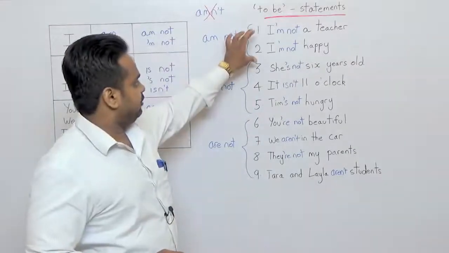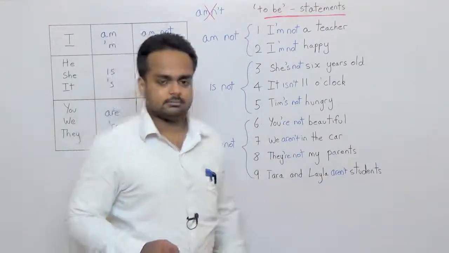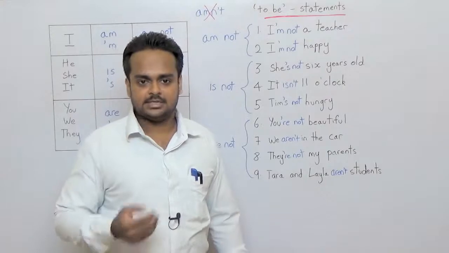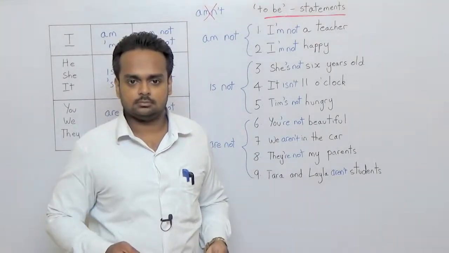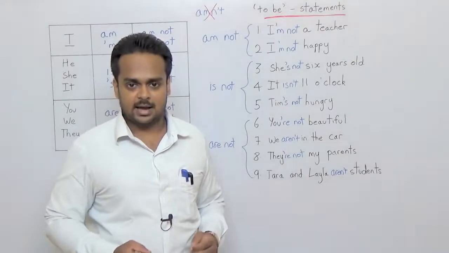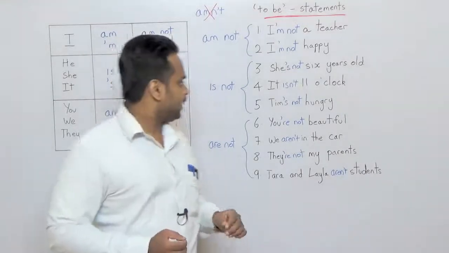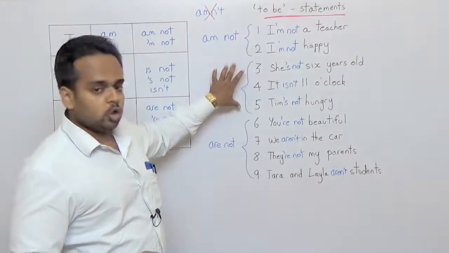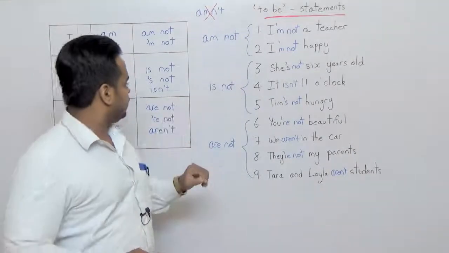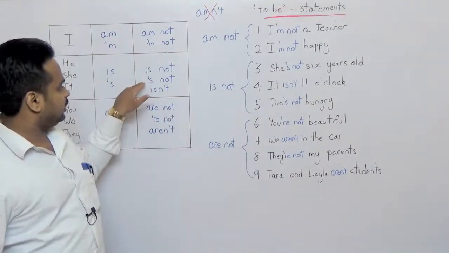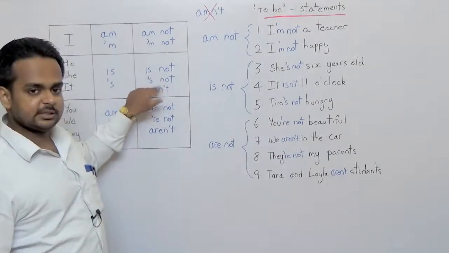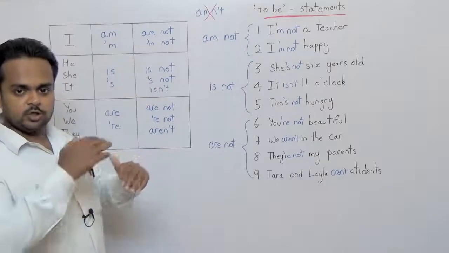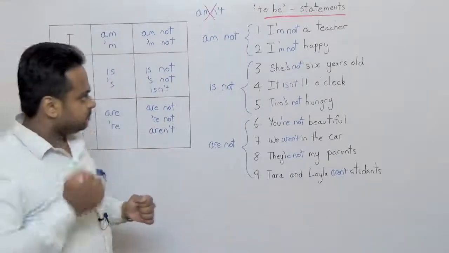So in these two examples, I'm not a teacher. I'm not happy. See how natural that sounds? I'm not a teacher. I'm a student. I'm not happy. I'm sad, etc. In these examples, you can use either the first type of short form, that is apostrophe s and not, or you can use isn't. They have the same meaning, so you can use whichever one you want.